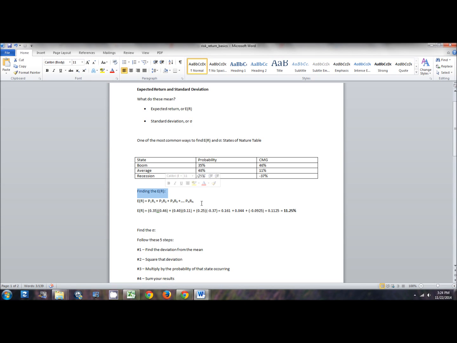So here's what the actual numbers look like pulled from the table. The probability of the first state occurring is 35%, the return from the first state occurring is 46%. And then 40%, 11%, 25%, and minus 37%, which works out to a total expected return of 11.25%.